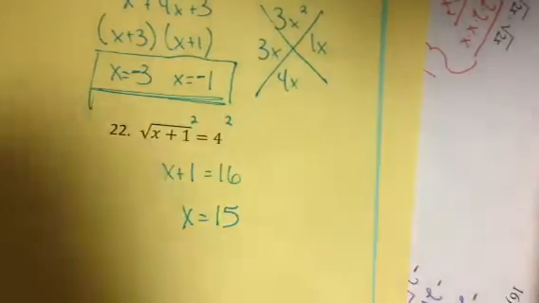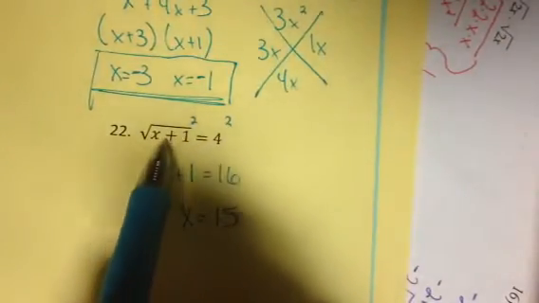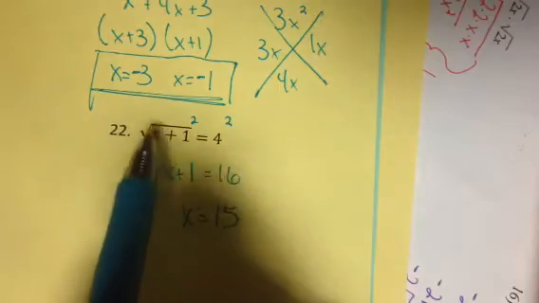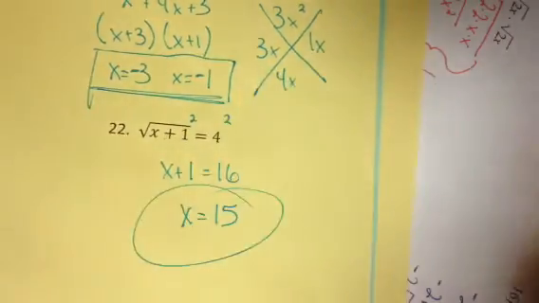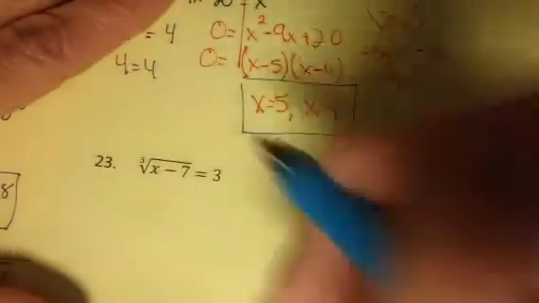So for this one, I'm going to check by hand. If I put 15 back in here, does it work? 15 plus 1 is 16. The square root of 16 is 4. This works. Next one, so 23. I know there's a lot of problems.